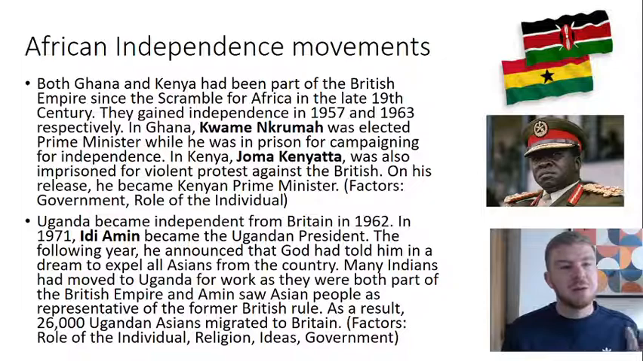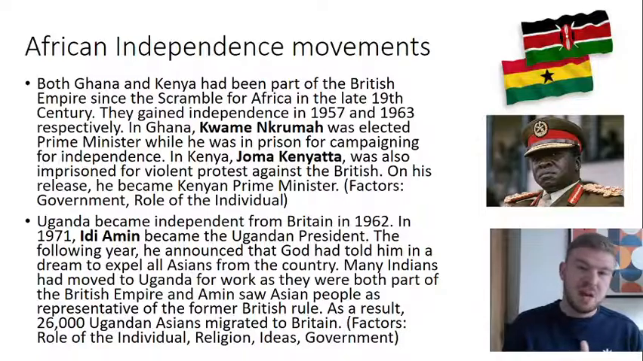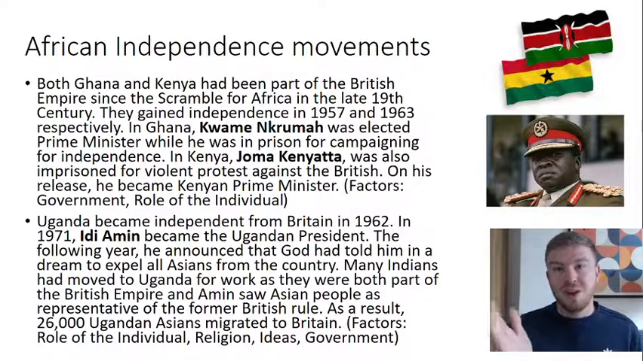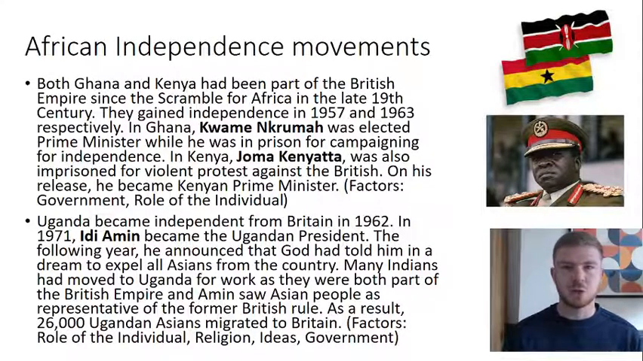So, African independence movements. Ghana and Kenya had been part of the British Empire since the Scramble for Africa, which was the event that we saw between 1870 and 1900, where 90% of Africa becomes controlled by European countries. So, they gained independence in 1957 for Ghana and 1963 respectively.